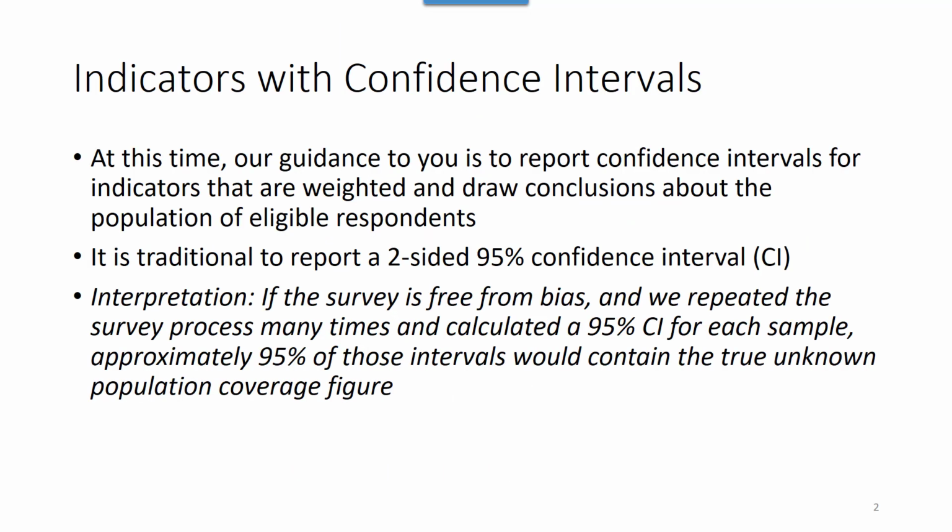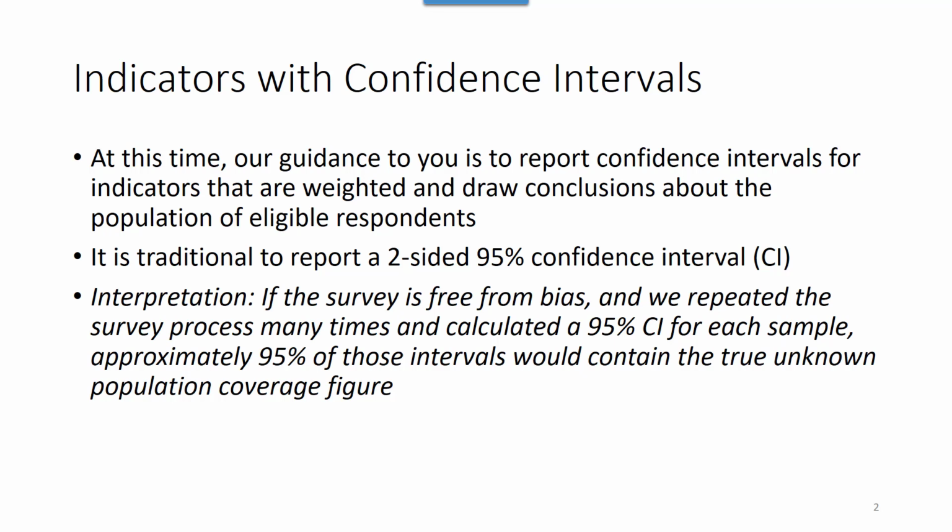As we've mentioned in earlier videos, at this time the WHO guidance to you is to report confidence intervals when you calculate indicators that are weighted and that draw conclusions about the population of eligible respondents. It's traditional to report a two-sided 95% confidence interval. You've seen those before in many types of scientific reports.